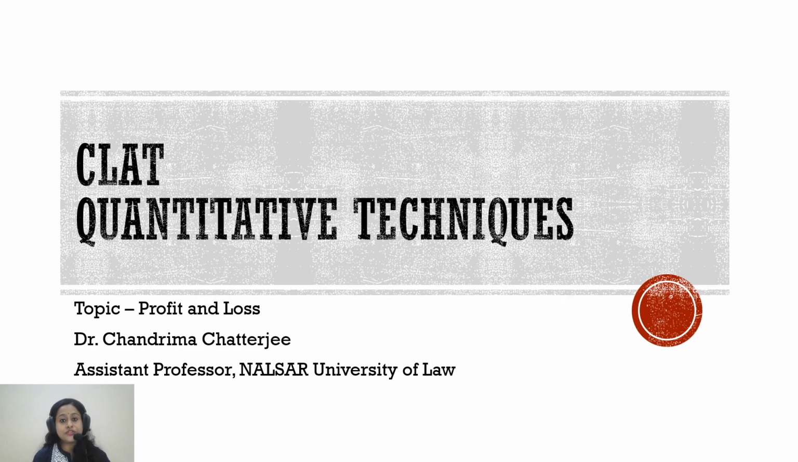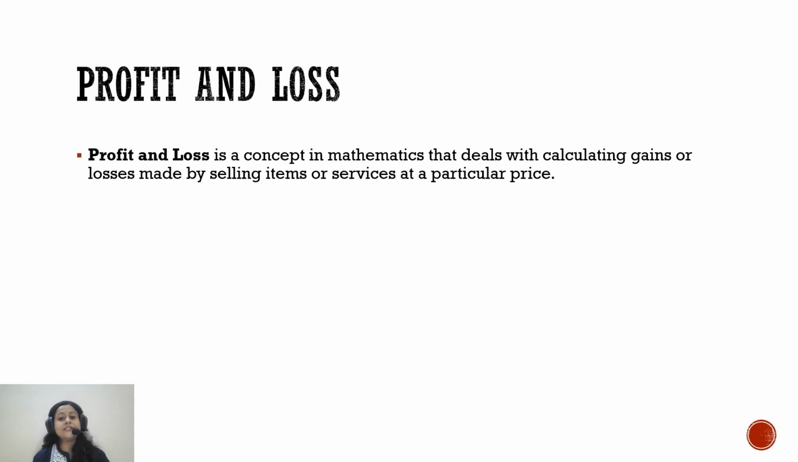So, it is mainly related to seller and buyer, and the two main variables of this profit and loss kind of numerical are how much they will gain by selling any product, or whether they will incur loss, right? As I mentioned, it is a concept in mathematics that mainly deals with calculating gains from selling any product or services at a particular price. So there will always be a particular price at which they will sell, which is called selling price.